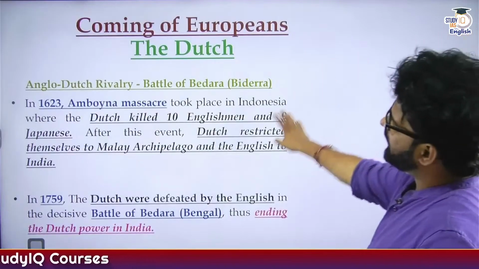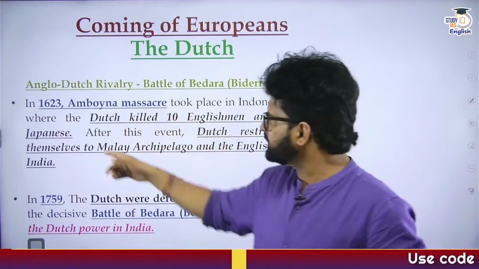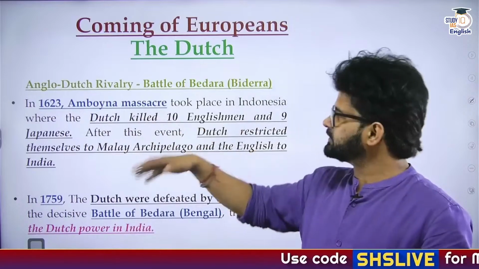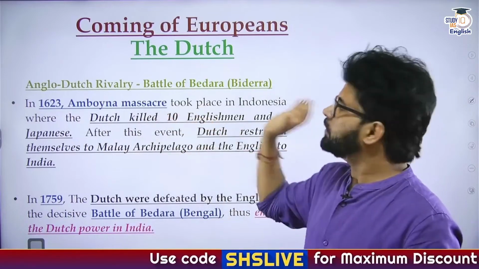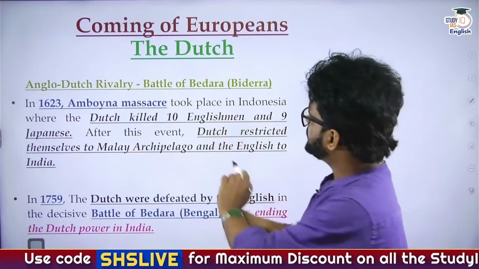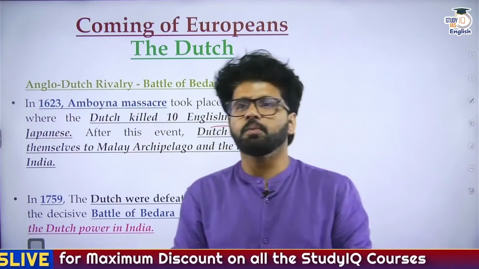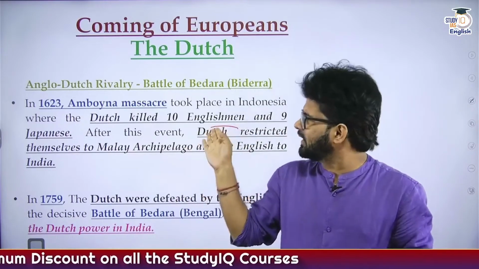And then why were they not able to stay here for long? Because of the Amboina massacre, which happened in 1623, 18 years after they arrived in India. This happened in Indonesia, where they were in larger number, where the Dutch killed 10 Englishmen and 9 Japanese. You may feel like this is only 10 Englishmen, bro.